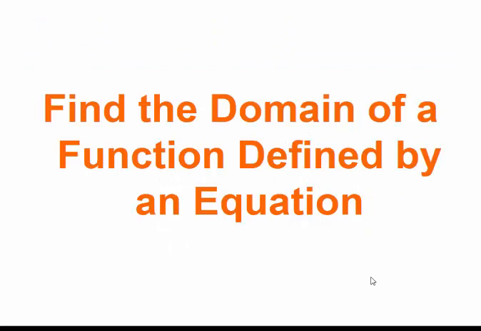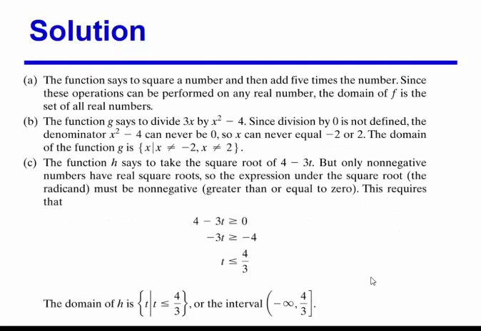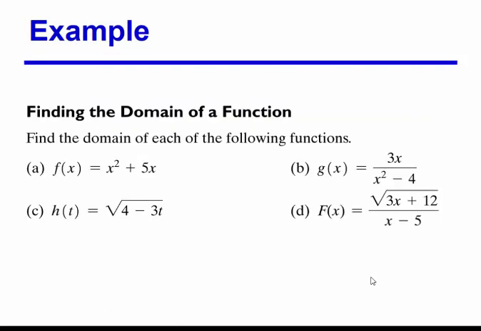Next, we're going to find the domain of a function defined by an equation. So we're going to find the domain of each one of these functions. For a, which we have x squared plus 5x, the function says to square the number, then add 5 times the number. Since these operations can be performed on any real number, the domain of f is the set of real numbers. Another thing is that this is a polynomial function, so therefore it is defined for all real numbers.